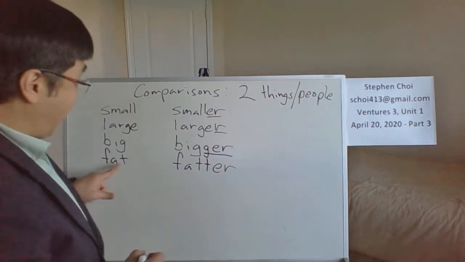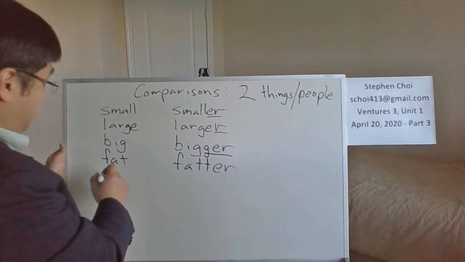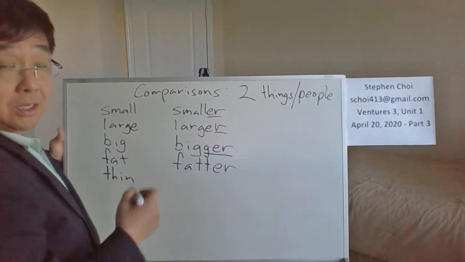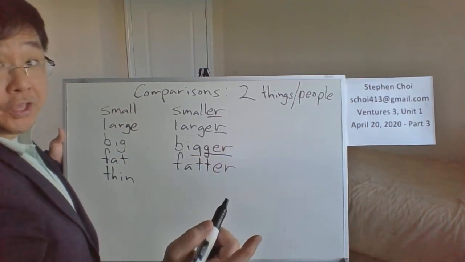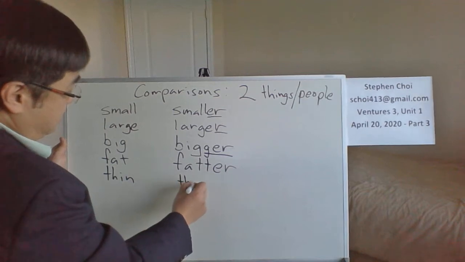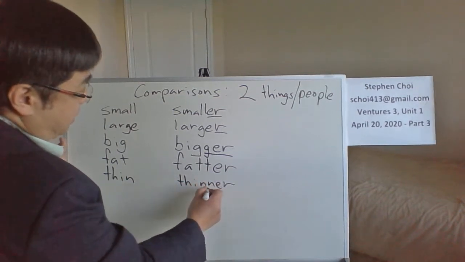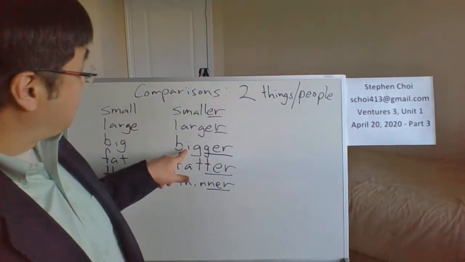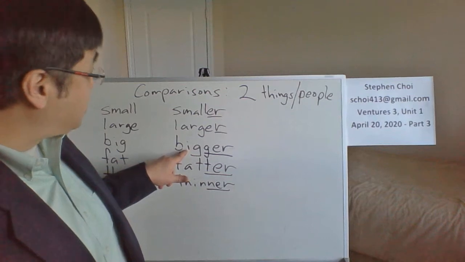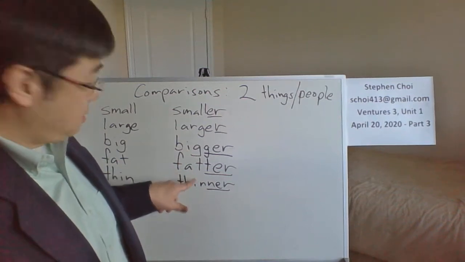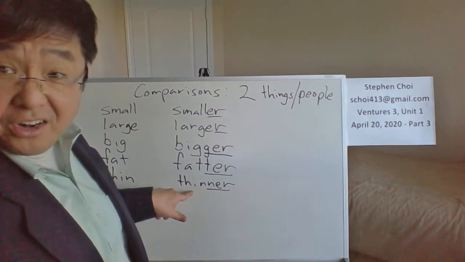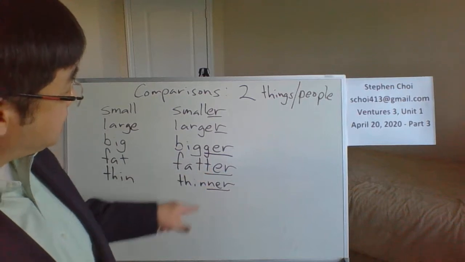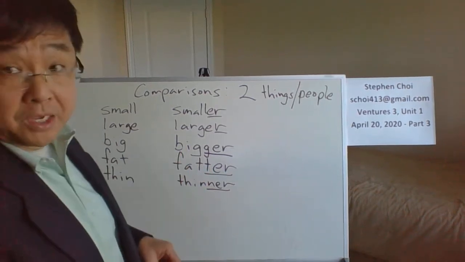And then like thin. He is thin. She is thinner. Same thing, you gotta put that extra consonant. Otherwise, this will become biger, fader, or diner. You don't want that. You want bigger, fatter, thinner. So sometimes you have to put that extra consonant to keep the sounds from becoming long sounds.